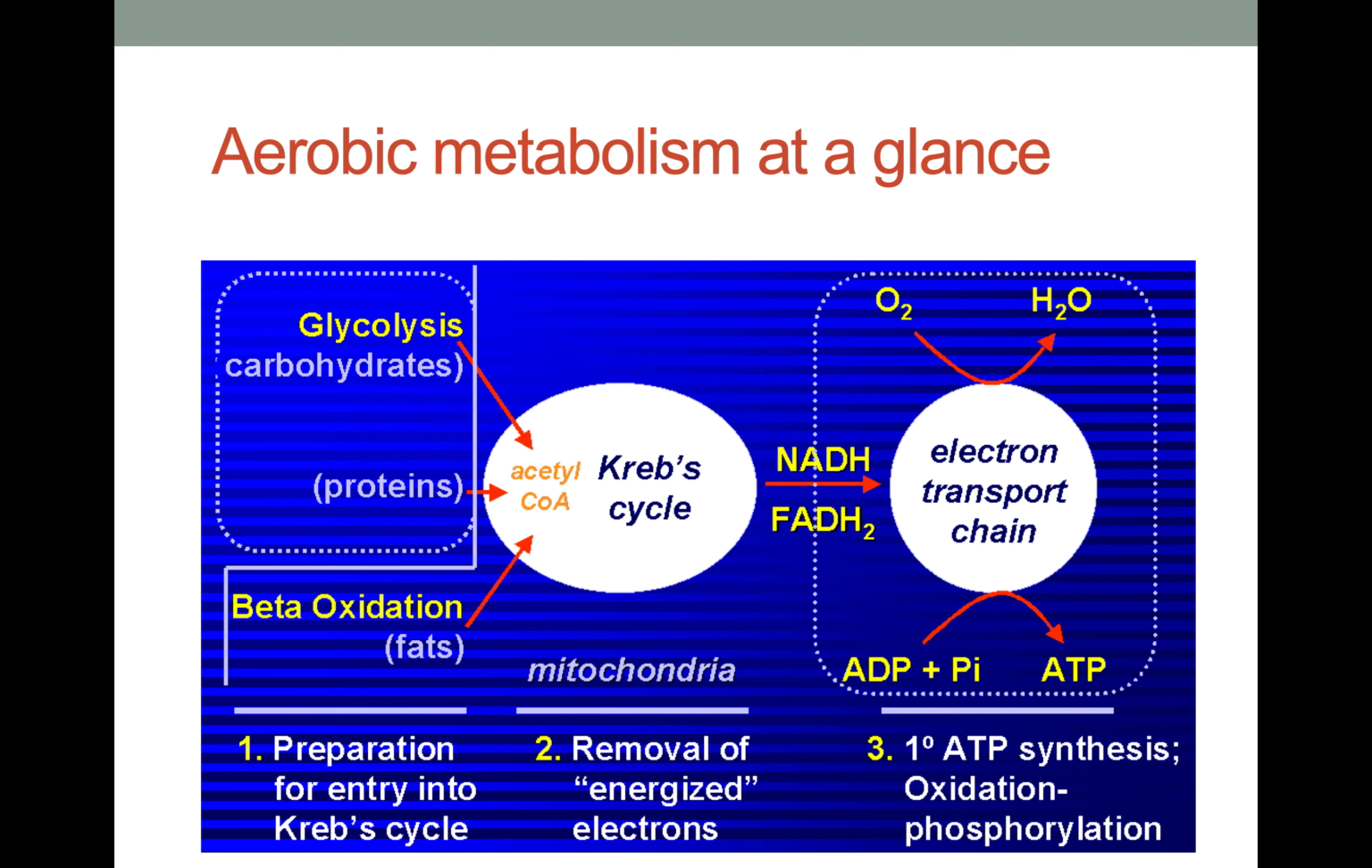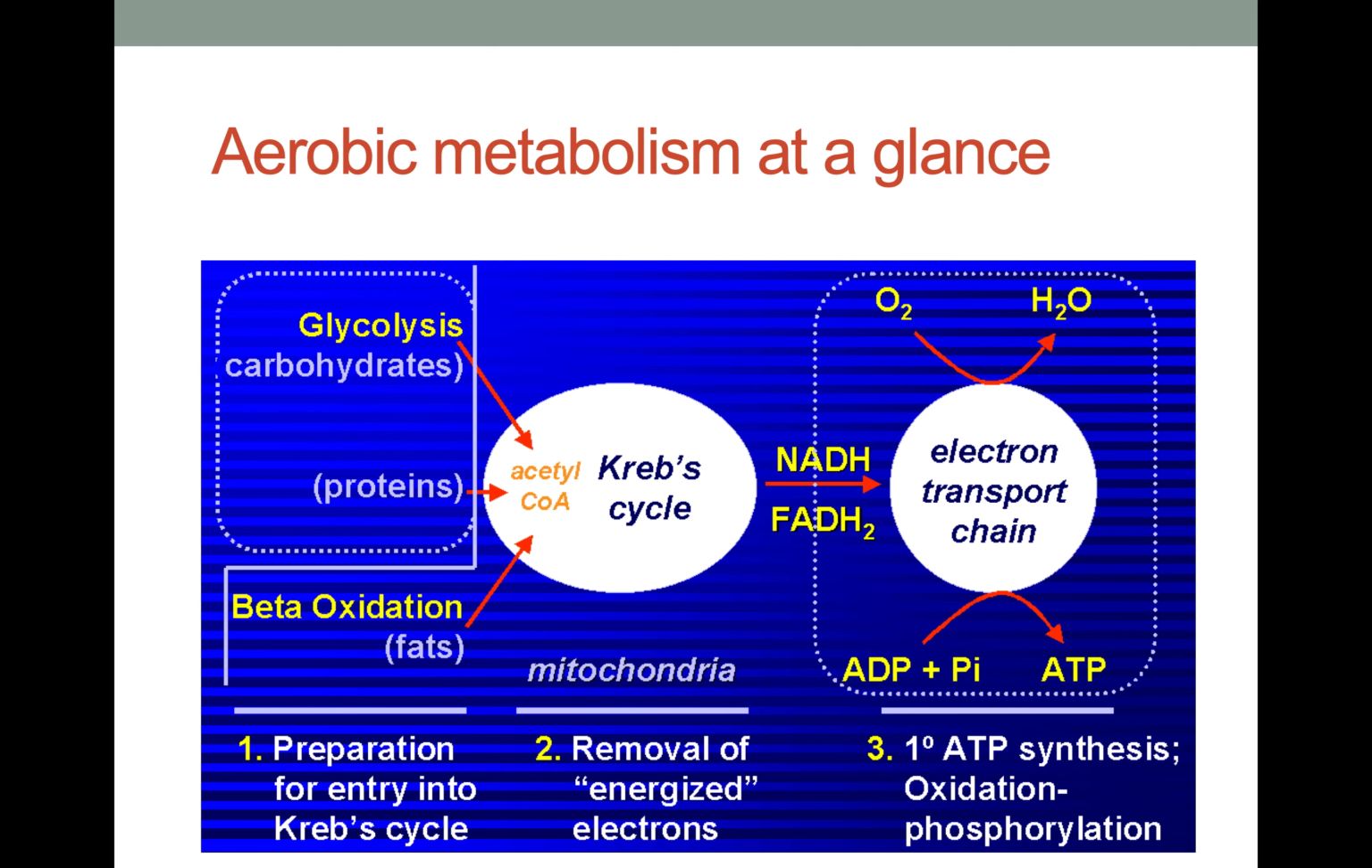So during glycolysis, we break down glucose and glycogen, we produce pyruvate. If the rate of ATP production is on the slower side, then that pyruvate is going to be brought to the mitochondria, converted to acetyl-CoA, it's going to enter the Krebs cycle. Beta-oxidation is the process of breaking down fats into acetyl-CoAs so that we can run them through the Krebs cycle.